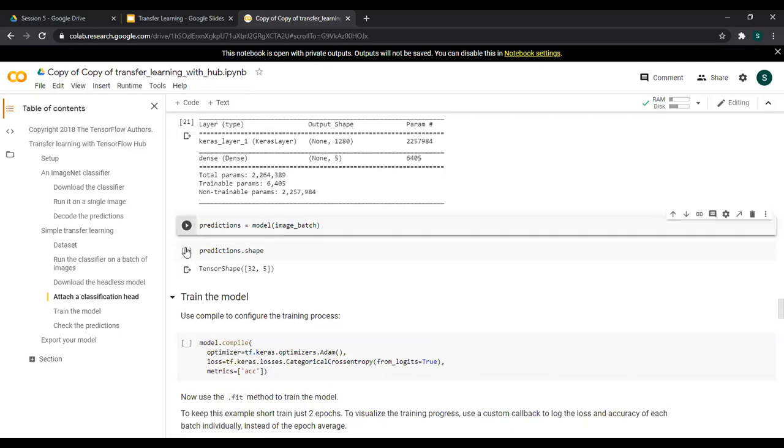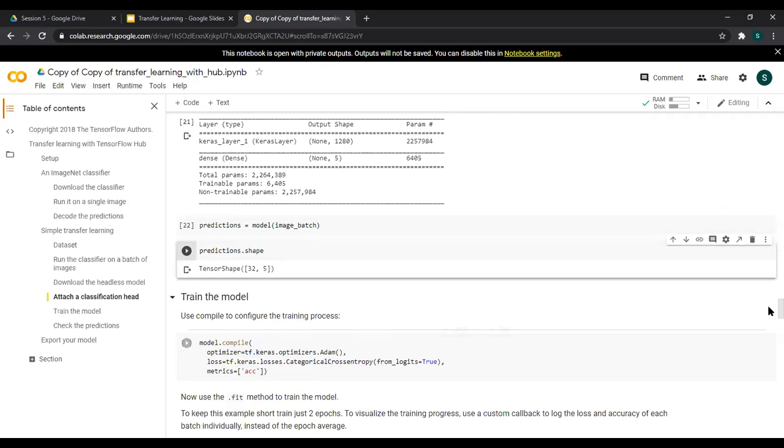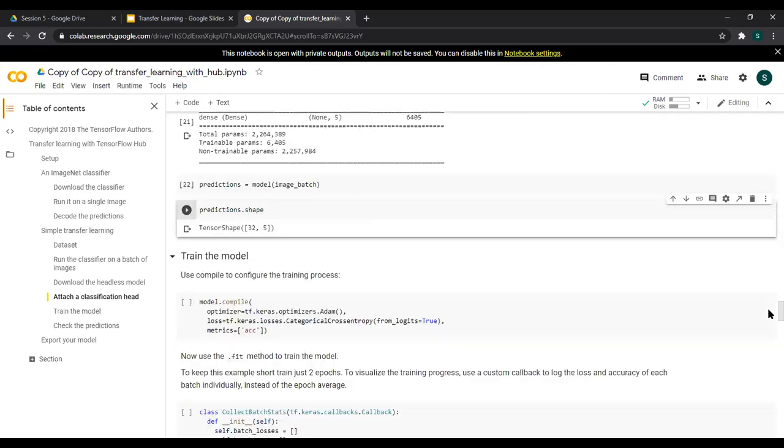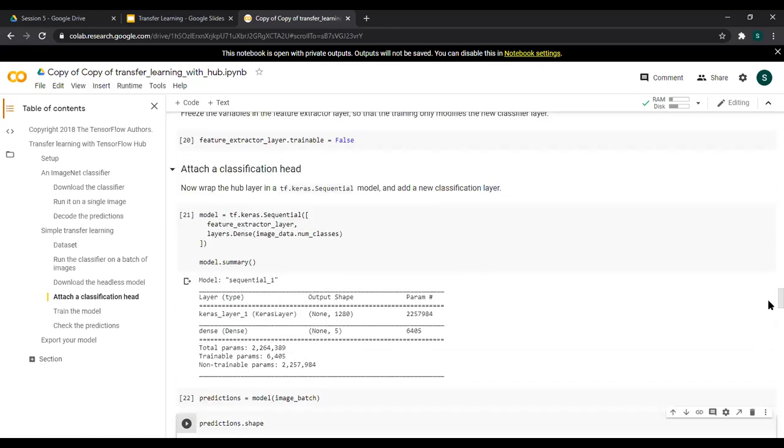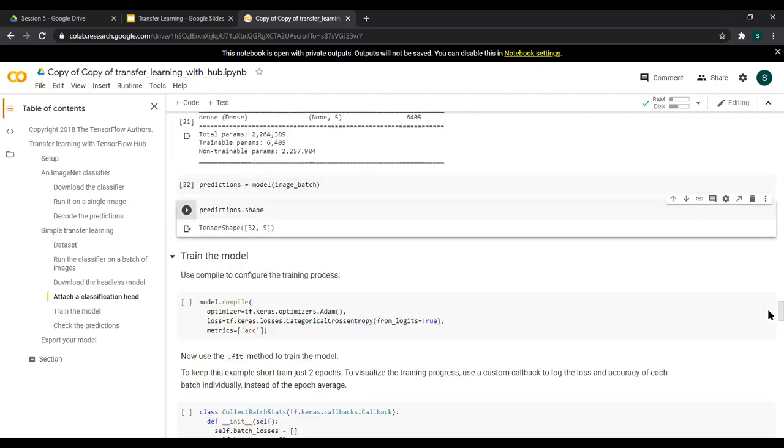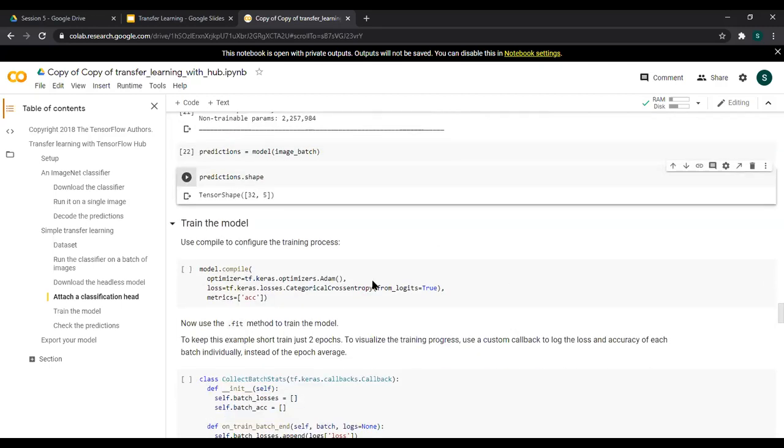And then we're just gonna be getting our parameters from this. All right, so now we've attached our classification head. So the next step is gonna be training the model. This is by far the most important part of any type of machine learning or artificial intelligence. It's actually training that model to now predict the outcomes.